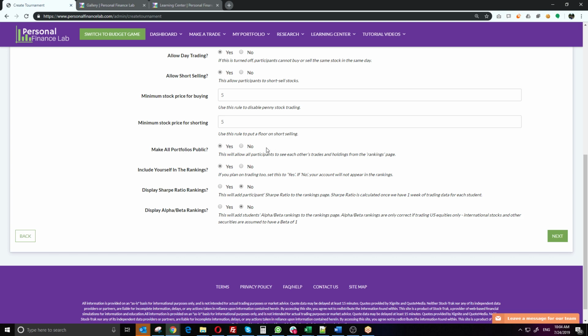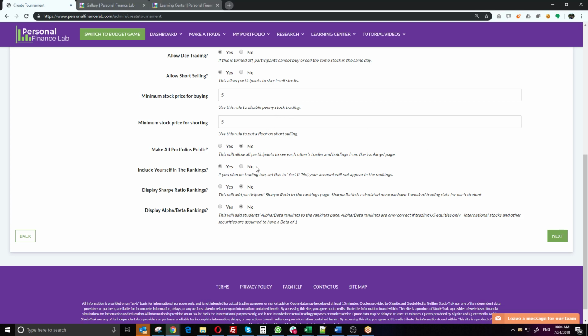You can turn this on if you want to have more of a fun learning exercise, but turning it on reduces the element of competition in the class, because we've seen that a lot of students will just start copying whatever the person in first place is doing. Turning it off increases that level of competition, and we personally feel that it reinforces the learning a bit better, because the students are forced to do their own research and their own homework.